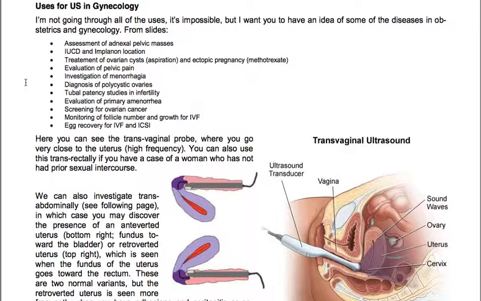So with transvaginal ultrasound, you go very close to the uterus, so we can use a high frequency. We can also use this transrectally if you have a case of a woman who has not had prior sexual intercourse.